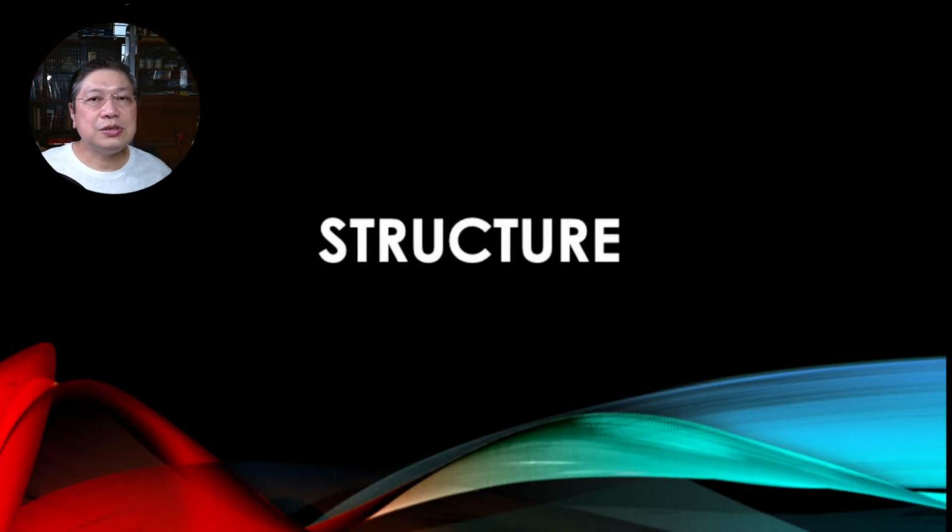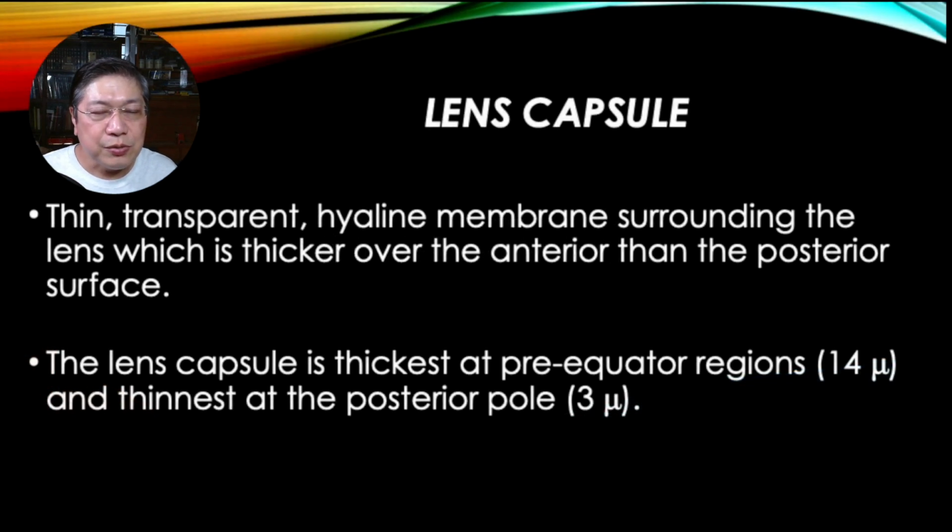Now, let's talk about the structure of your lens. It's a very, very small 9 to 10 millimeter structure, but it's very, very important. It's something that could basically disrupt your entire life. Now, it's covered by a capsule. It's thin, transparent. It's a hyaline membrane. Now, it's thicker in front than at the back, and it is thickest at the sides and thinnest at the posterior pole, at the very, very back.